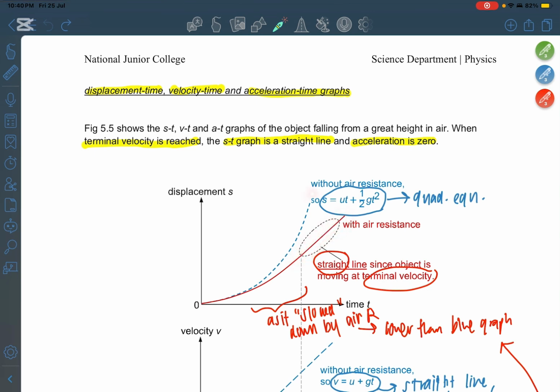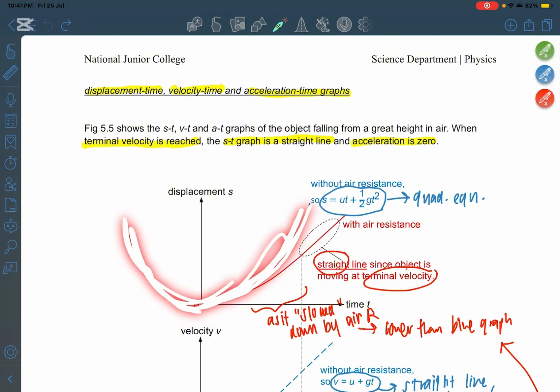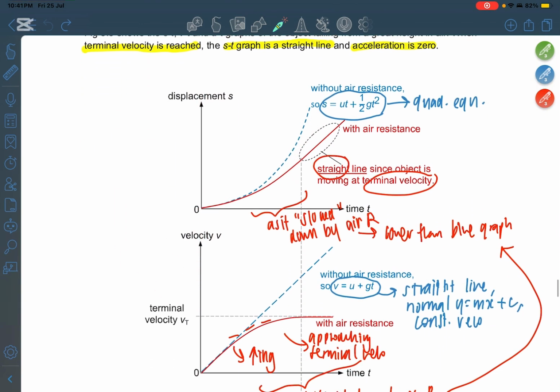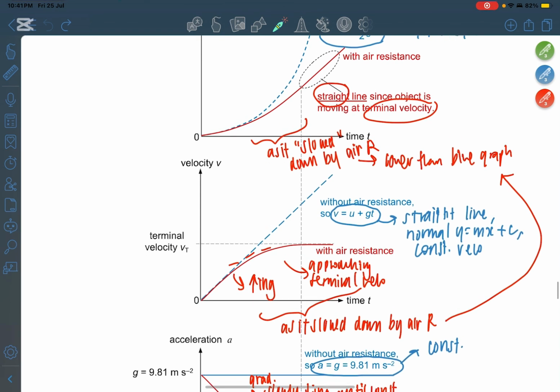Okay, but what about if there's no air resistance? If no air resistance, we use this equation right here. You notice that g is going to be negative 9.81, by the way, and u, assuming u is 0, t is going to be squared. Hence, it is a quadratic equation. That's why it's more like a half-baked quadratic equation. It's supposed to look like this, right? But it just cut it off. There. Then, moving on to the velocity-time graph.